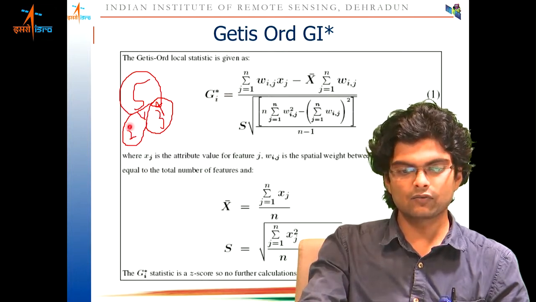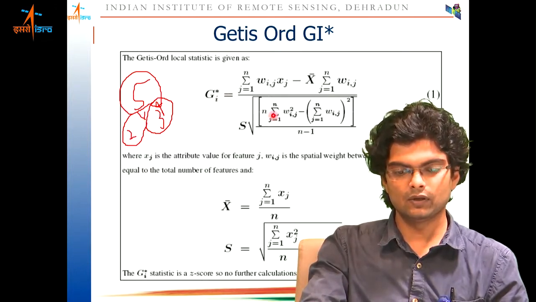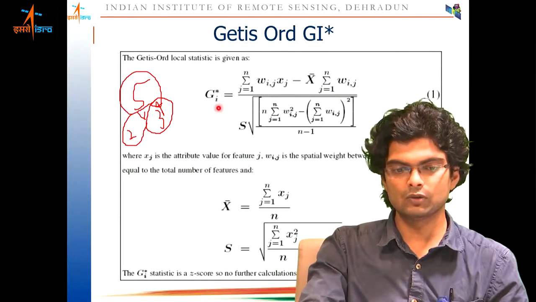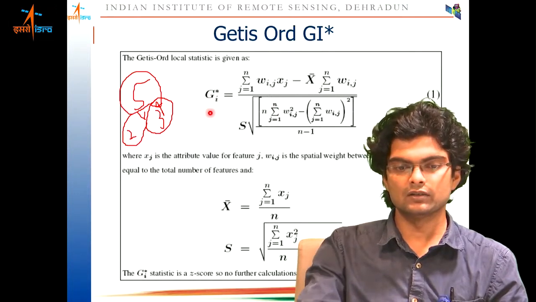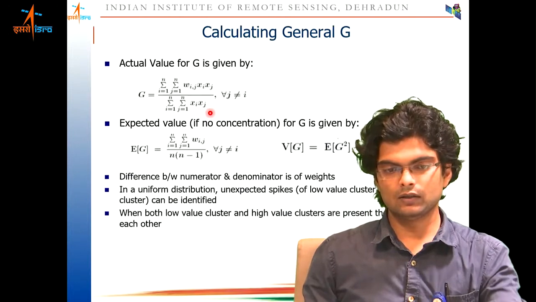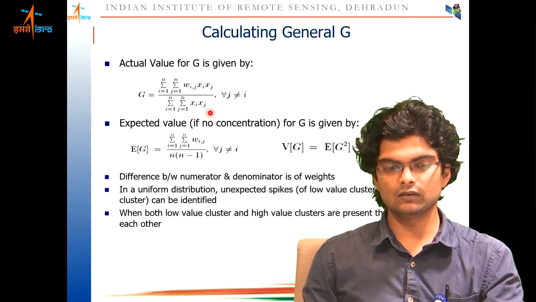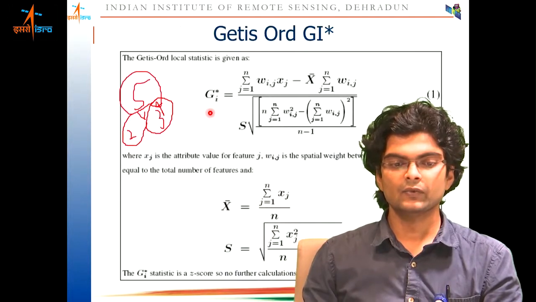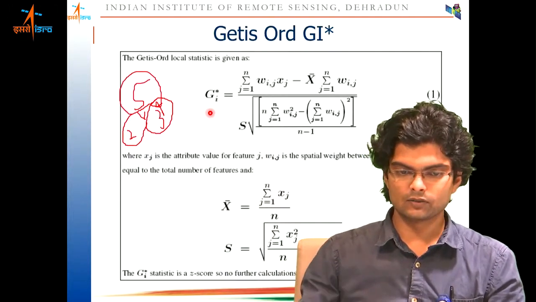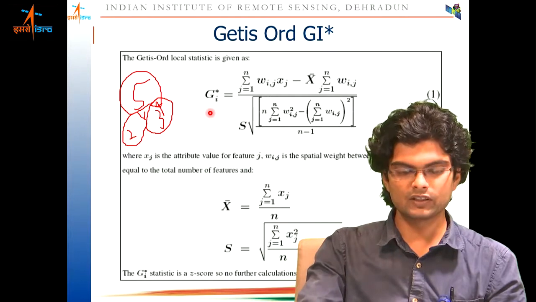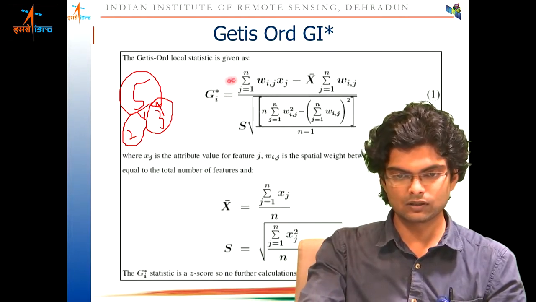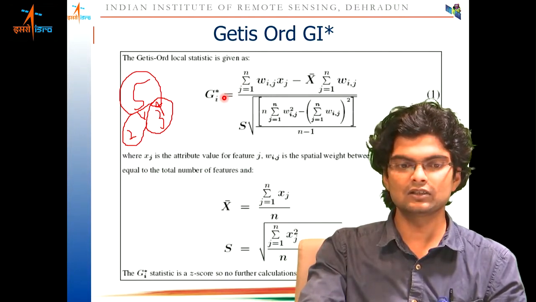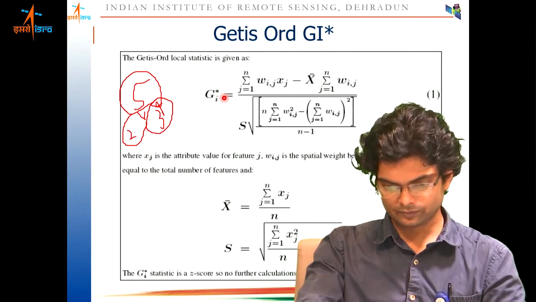Similarly, it can be calculated for 2, 3, 4, 5, and hence for all. So this will be calculated polygon-wise, whereas in general the G statistic, the G index or I index, is calculated as a single index for all features present, but the Gi star score is for each separate polygon.